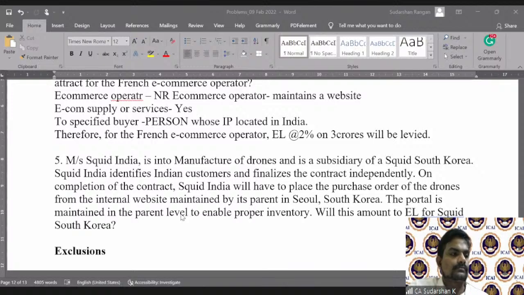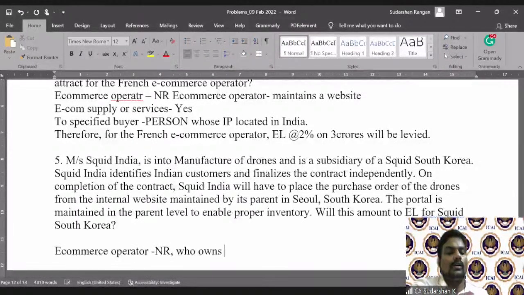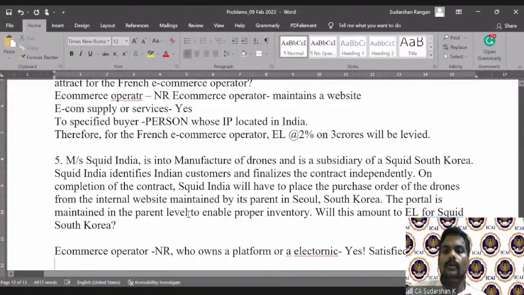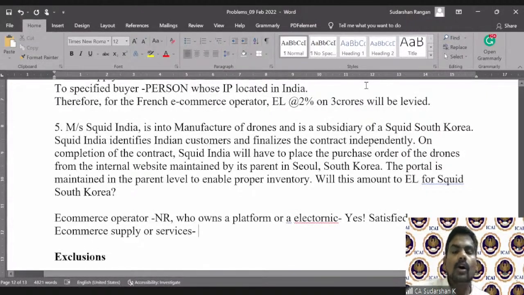Let's go through the process. First, is it an e-commerce operator? Should be a non-resident who owns a platform or a facility, electronic facility, which is satisfied. So Squid is a non-resident e-commerce operator. Does it provide e-commerce supply or services? The question: online sale of goods, online provision of services.